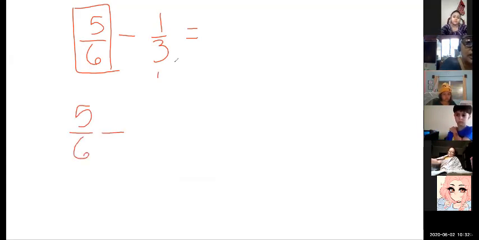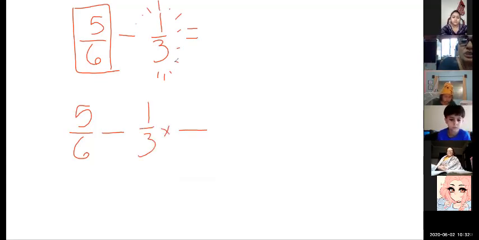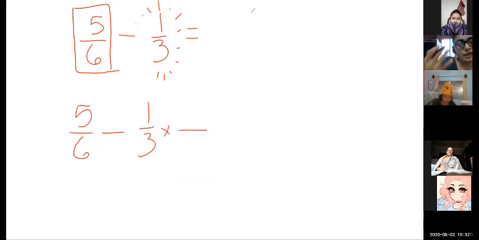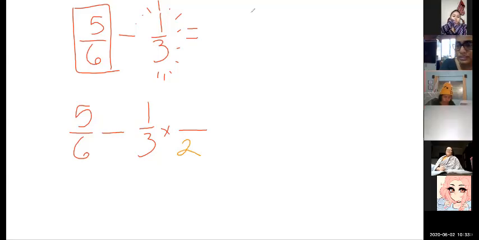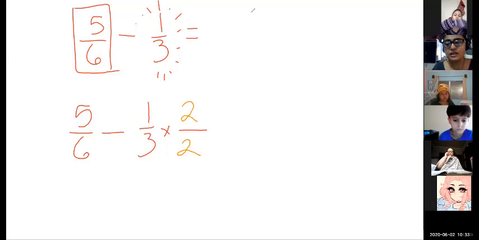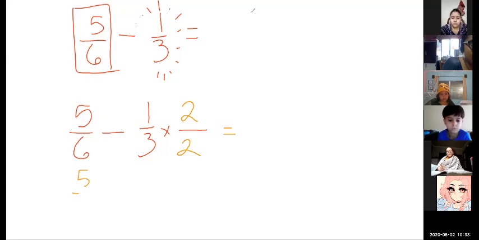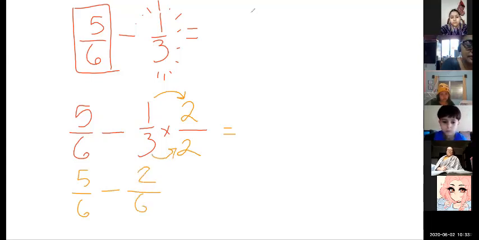But I need to change this. One third. Okay, in this case, I put one third. And by the number that I need to change my fraction. In this case, you told me it was two. Why two? Because three times two gives me six. If you choose two, you have to write in the numerator two. Now one times two, two. Three times two, six.